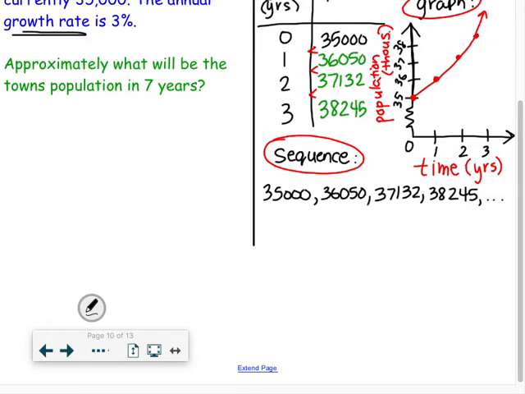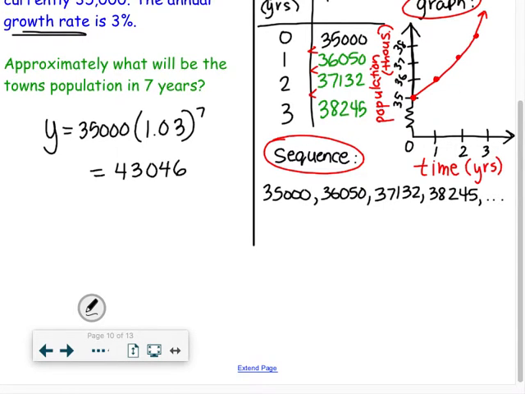And we need to answer the question in 7 years. Y equals 35,000 times our multiplier, 1.03 to the 7th power. So 35,000 times 1.03 to the power of 7 gives us a population of 43,046 people. All right, we are done with question number 2.